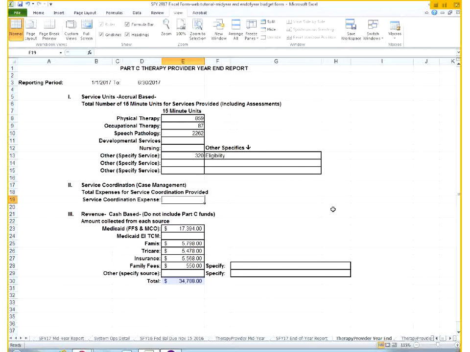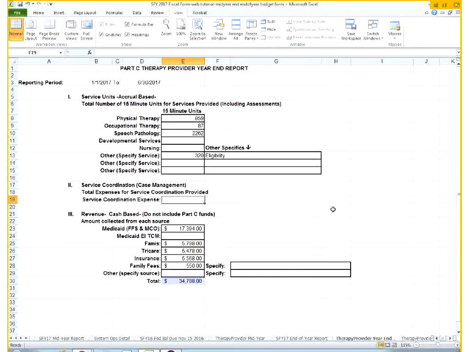If the revenue goes to your local system and is included in your local system budget, you put zeros here. If the revenue is collected by the contract provider and stays with the contract provider, then you put the actual amount they received in revenues for the second half of the year.